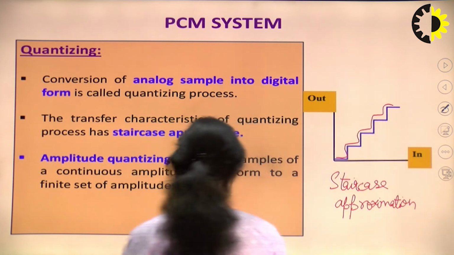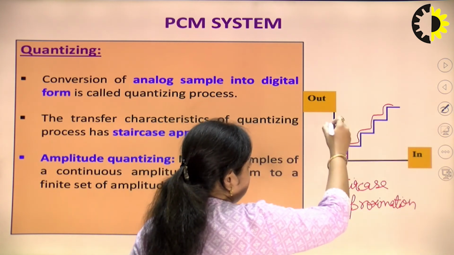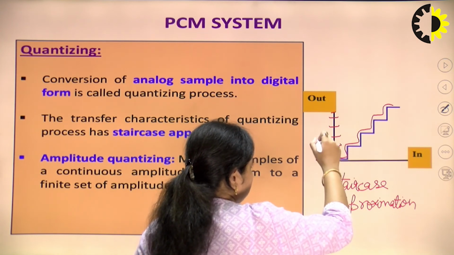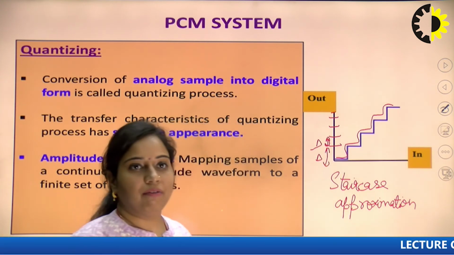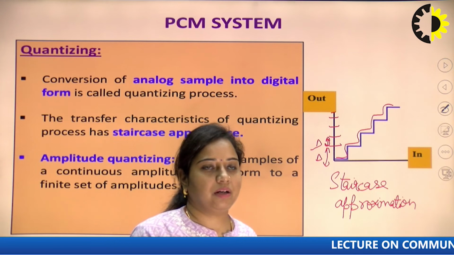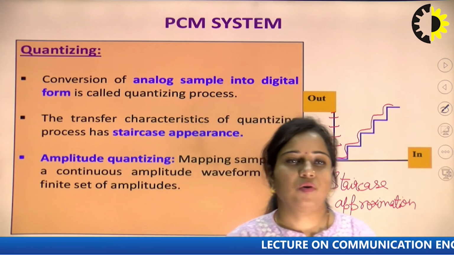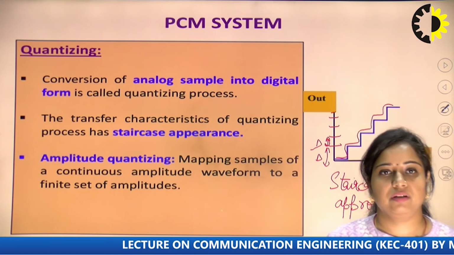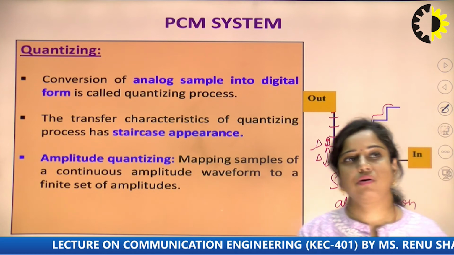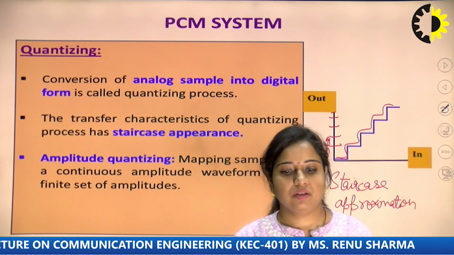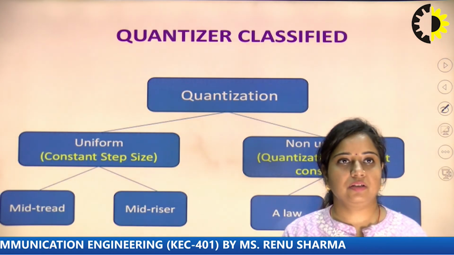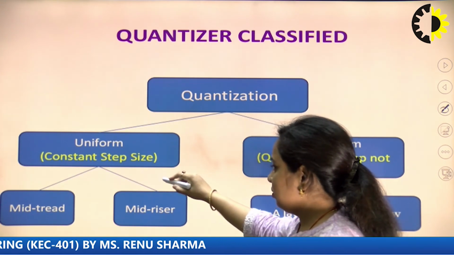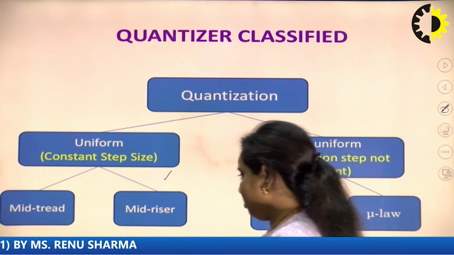Amplitude quantizing is known as mapping samples of a continuous amplitude waveform to a finite set of amplitudes. Now, you can see this is divided into a number of steps. This is known as basically step size. The step size can be variable, it can be fixed also. So, there are two types of quantizer: uniform and non-uniform. In case of uniform, the step size is fixed at every quantization step, but in case of non-uniform, the step size, that is delta, is varying in nature. The first one is uniform, that is mid tread and mid riser.